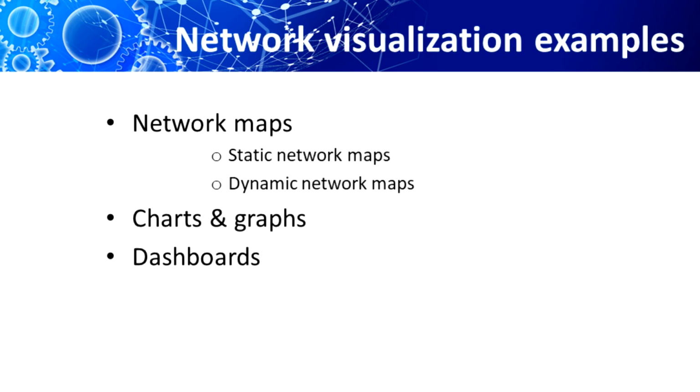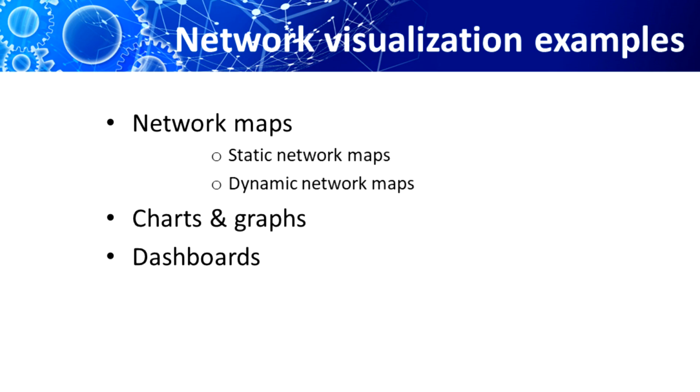When it comes to network visualization examples, network maps can help visualize your entire network topology as well as specific devices, physical connections, logical connections, rack locations, and even floor plans that comprise your network infrastructure. There are two types of network maps: static network maps and dynamic network maps.